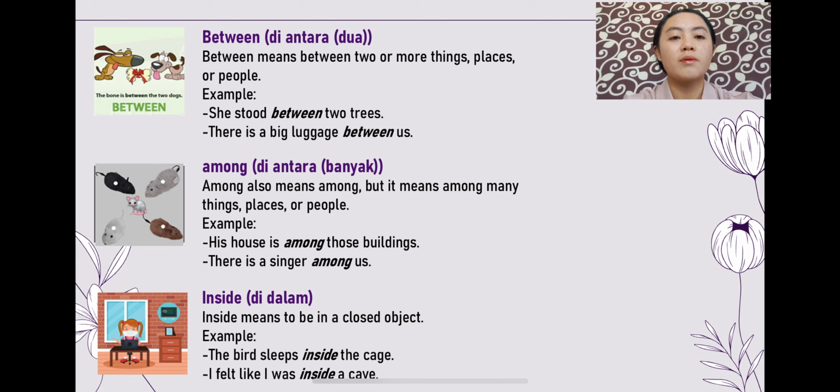Number 12, among. Among means among many things, places, or people. Example number 1, his house is among those buildings. Number 2, there is a traitor among us. Number 13, inside. Inside means to be in an enclosed object. Example, the birds sleep inside the cage. Number 2, I felt like I was inside a cave.